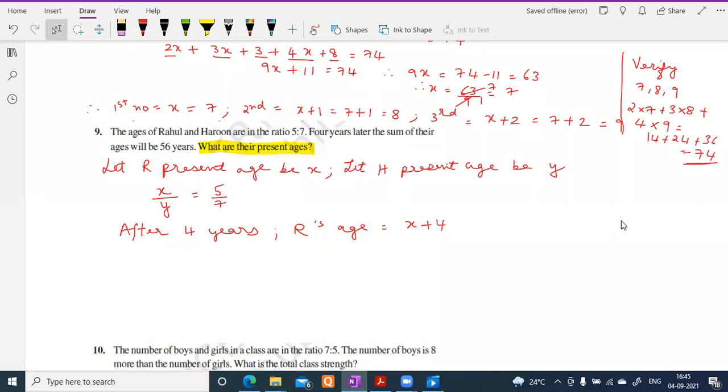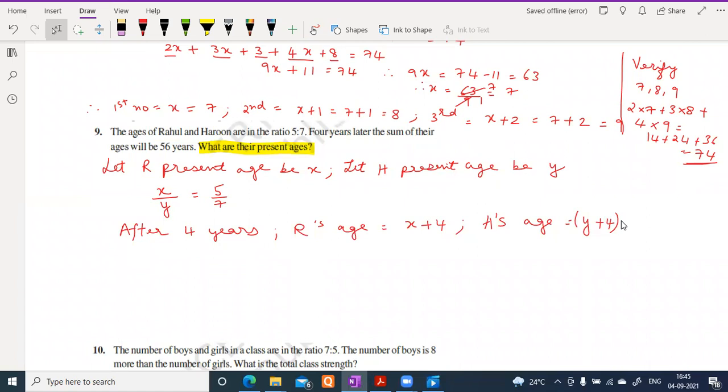So like I was giving an example. If you're 10 years now, after 4 years, your age will become 14. That is as simple as adding plus 4 to your present age. So similarly for Rahul, if his present age is x, after 4 years, it will be x plus 4. And similarly for Harun's age, it will be y plus 4, plus 4 of his present age. Okay, 4 years later, we have found their ages.